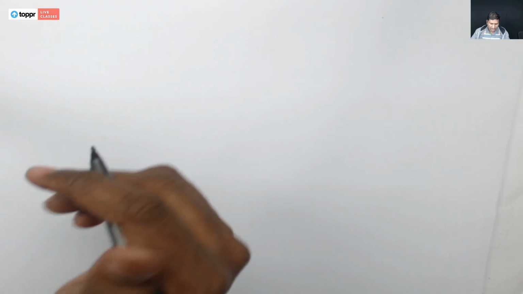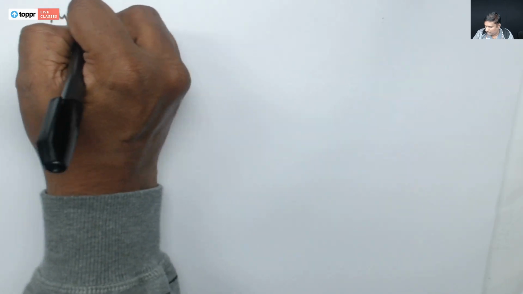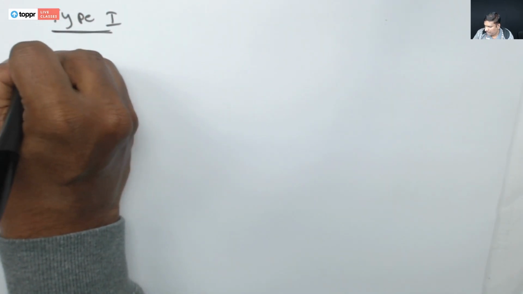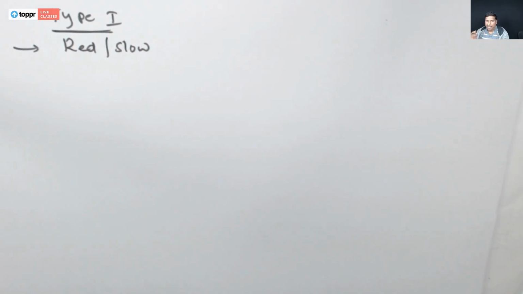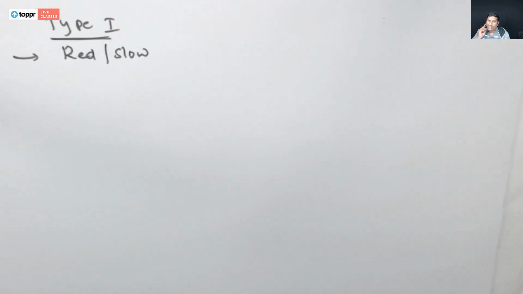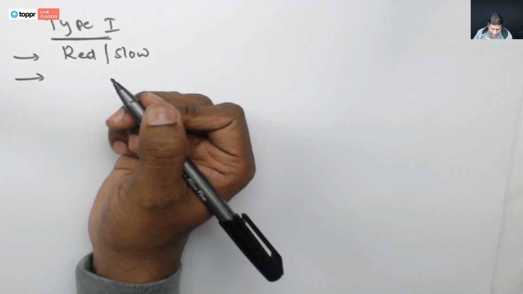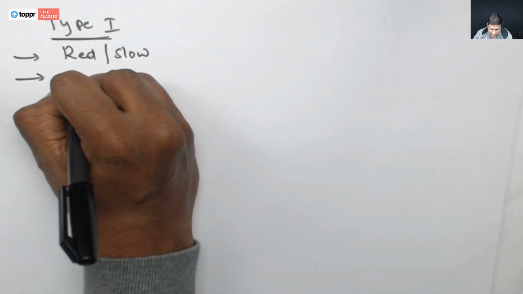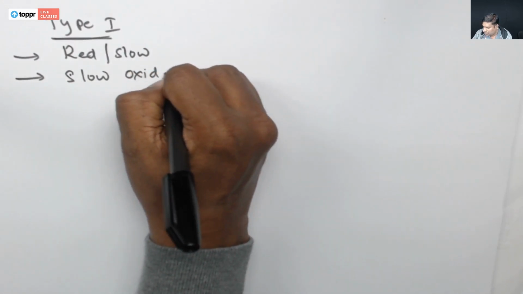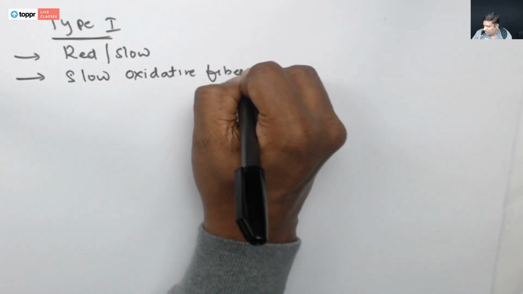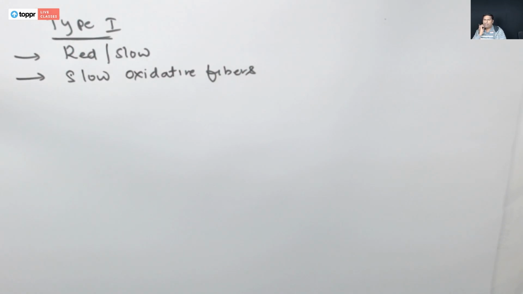So if you take type 1, the name given to them based on the morphology is red slow. They are red in color and, like I said, slow twitching. They don't contract very quickly. These are also called slow oxidative fibers. Now we need energy for muscle contraction, and that energy is obtained by oxidation. Oxidation is nothing but burning.